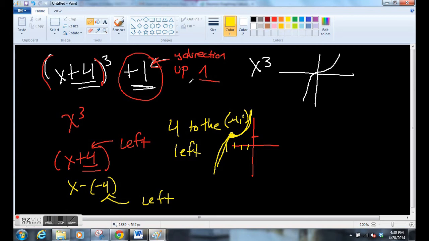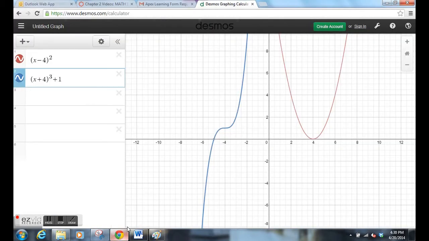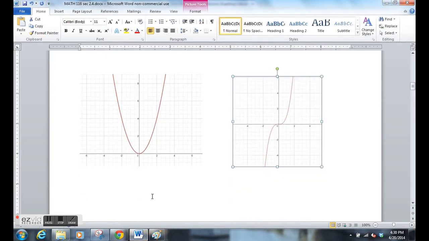Pretty good. So if you had a question like this, you'd be looking for a graph that was shifted in this direction. So it's over 4 and up 1. Okay, next question.